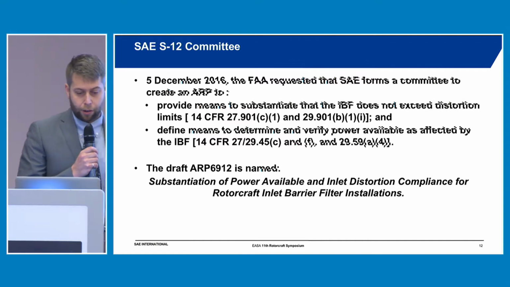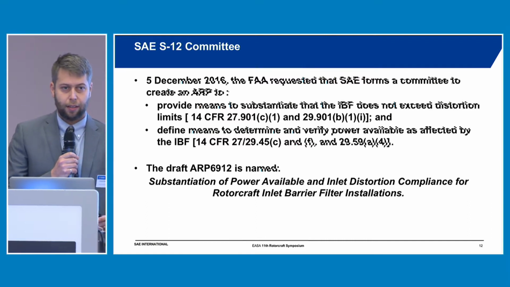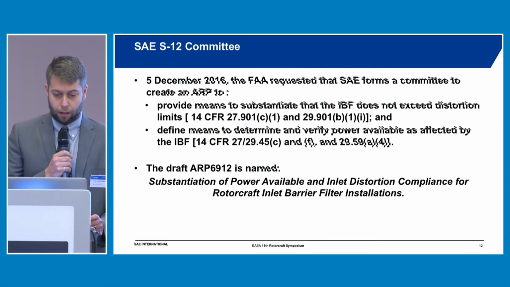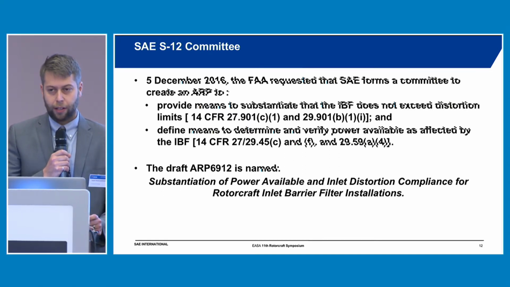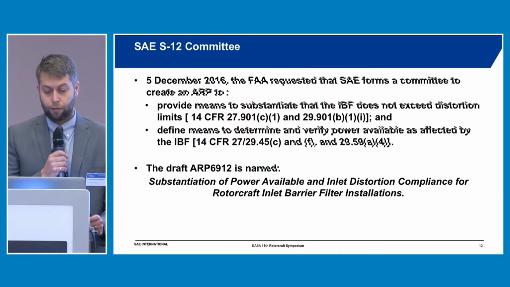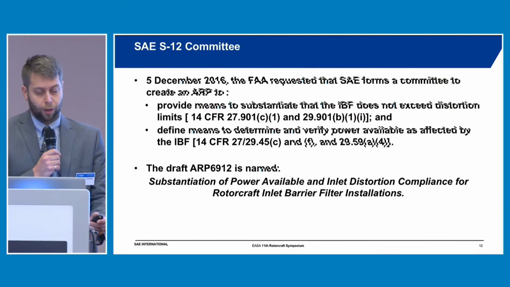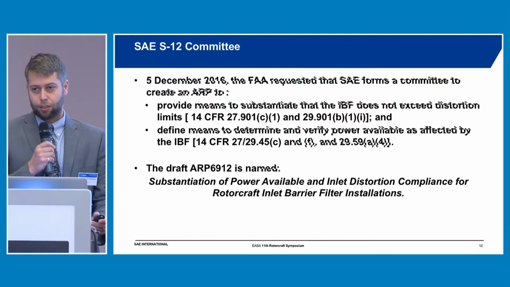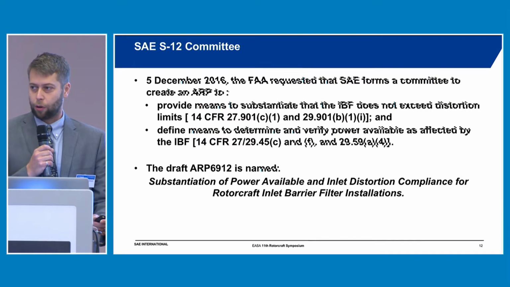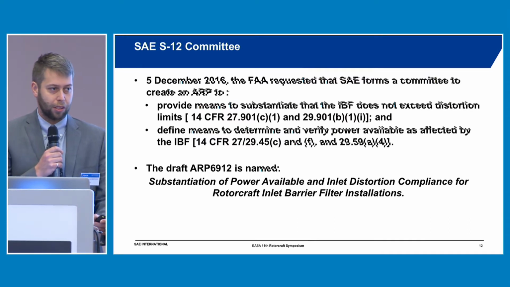So a little bit more than a year ago, the FAA requested that the SAE committee create an ARP to provide means to substantiate that the IBF doesn't exceed distortion limits, mainly focused at 901, and also define means to determine and verify that the power available as affected by IBF is determined correctly as per 41C. So as you may expect, if there is a difference in power available, it will affect other regulations. The committee will also look at those.